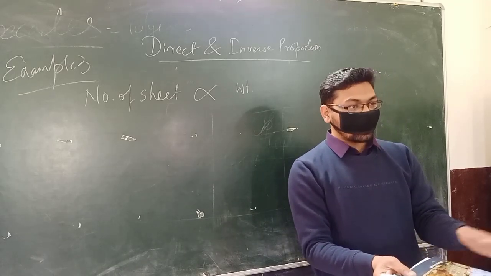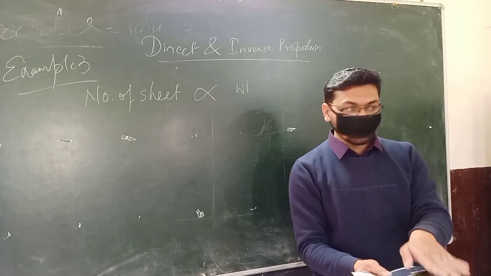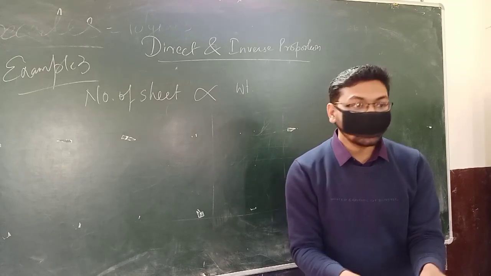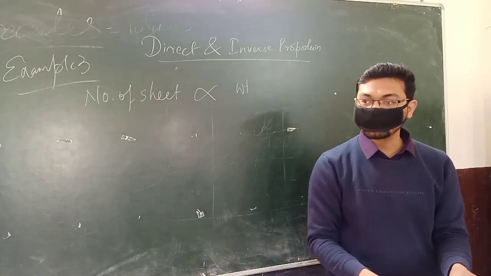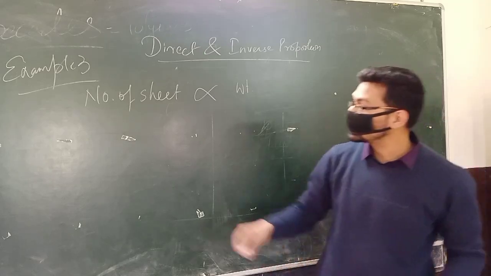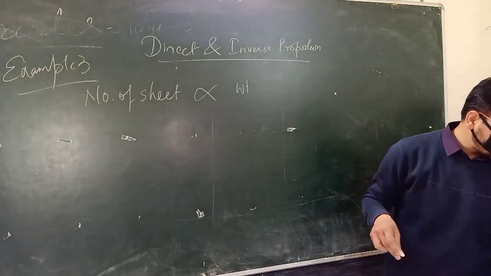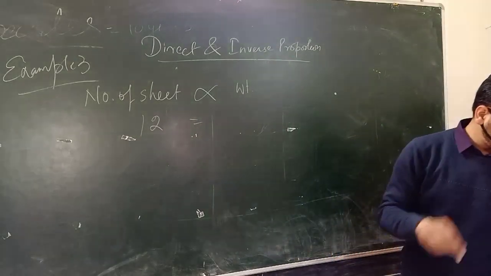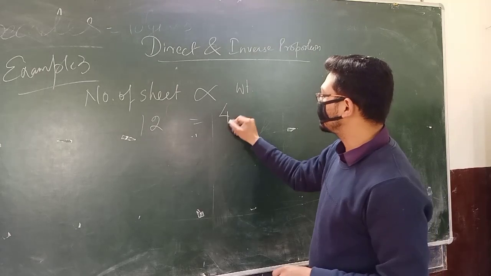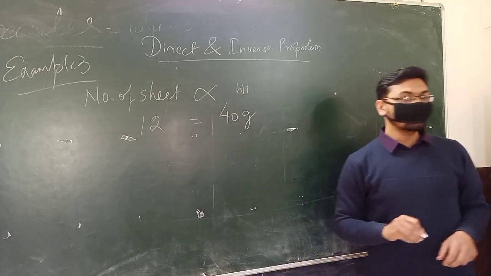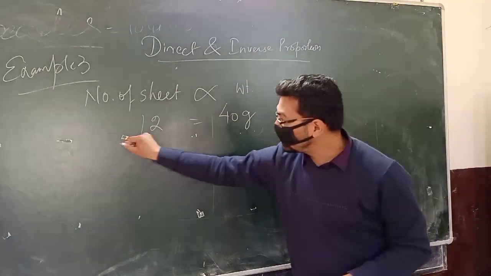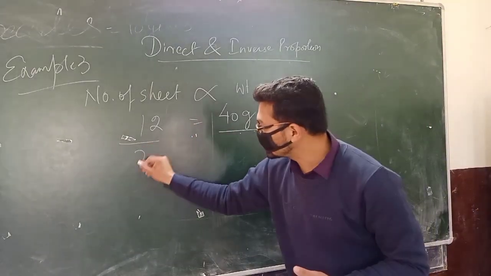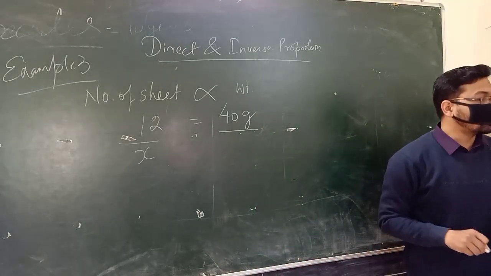Now if I add 30 pages more to this notebook, its weight will increase or decrease? Increase, and it will increase in the same proportion. That's why this is directly proportional. So in the first case, number of sheets were 12, right? And the corresponding weight of these 12 sheets is only 40 grams. Any doubt? Okay. Then the question asks, how many more sheets will be added, let's say X, so that its weight will become 2.5 kgs.